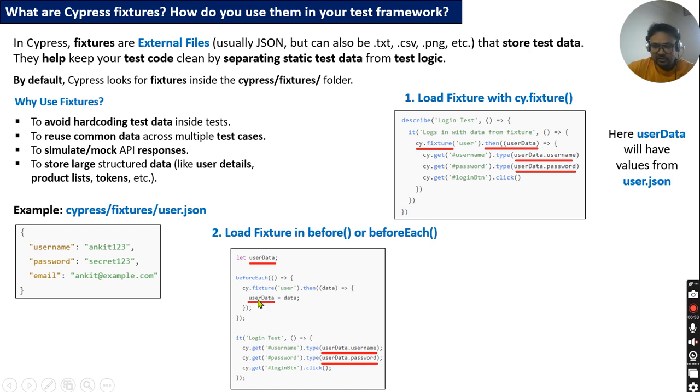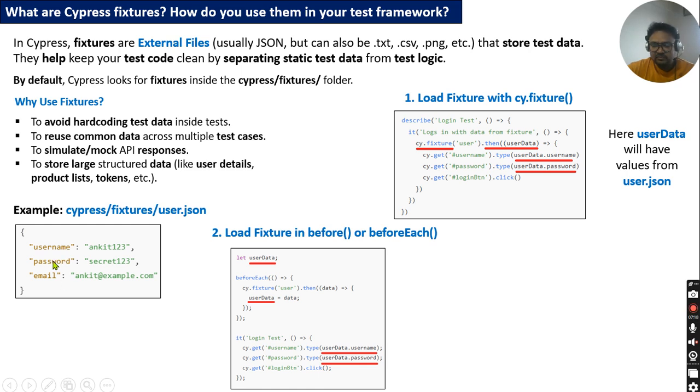For that you can add the same syntax: cy.fixture user, then data, userData equals data. So now again you are just passing the value. You store all the data and you make userData equal to data. Now whatever value it has will get stored in this particular variable. So in beforeEach you can pass it this way, and after that, whatever test script you write, each and every test script will use userData this way. This helps if there is a lot of data, like email address and phone number, for example in a registration form.